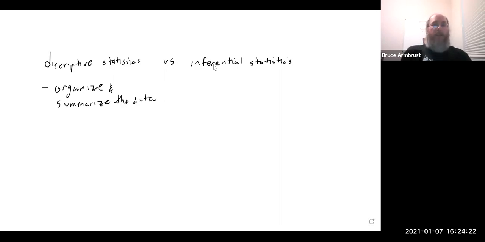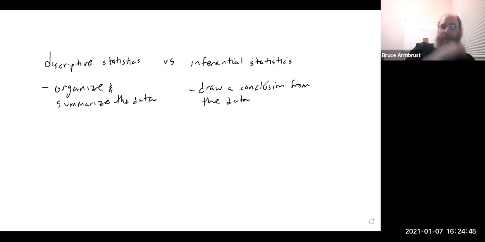Now, inferential statistics, this is the part where we draw a conclusion from the data. I'm also a horrible speller. I'm not sure if there are two S's on conclusion or not. I'm going to go with there's just one. Figure I got a 50-50 shot.